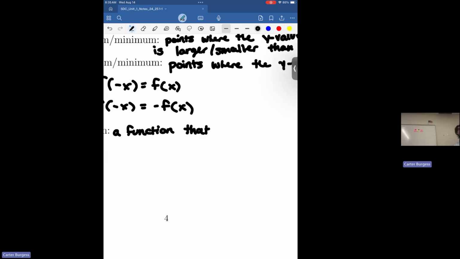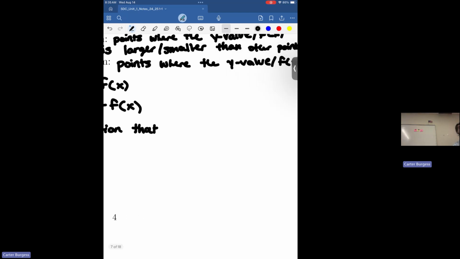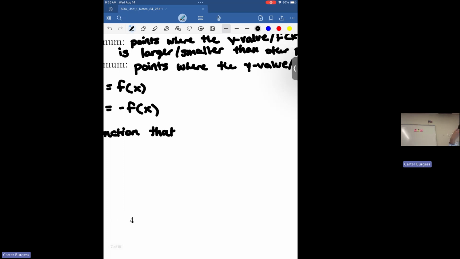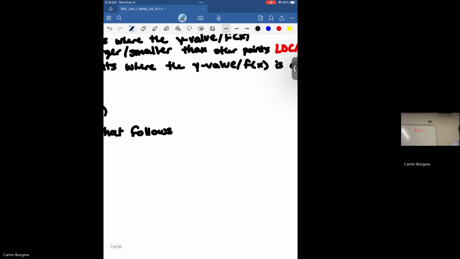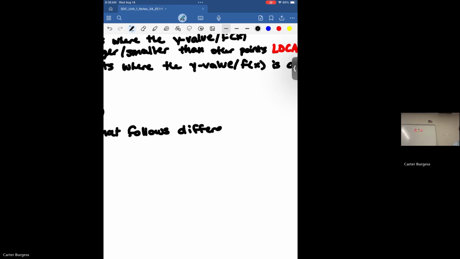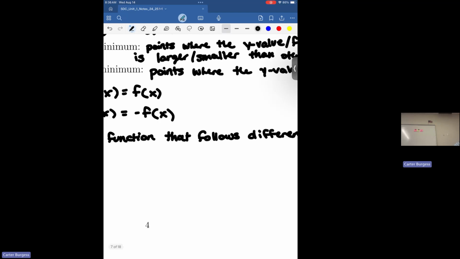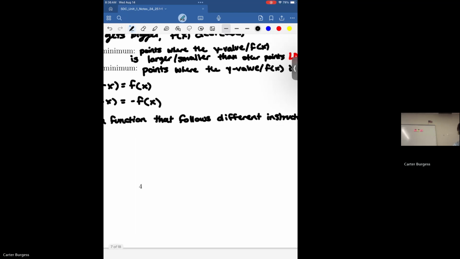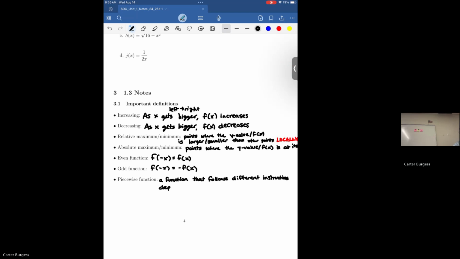Okay, so a piecewise function, we'll say, is a function that, and honestly, I think the casual definition of a function that follows different instructions, or has different definitions for different intervals of x, is actually a pretty good idea of what this is trying to communicate. So a function that follows different instructions depending on the value of x.